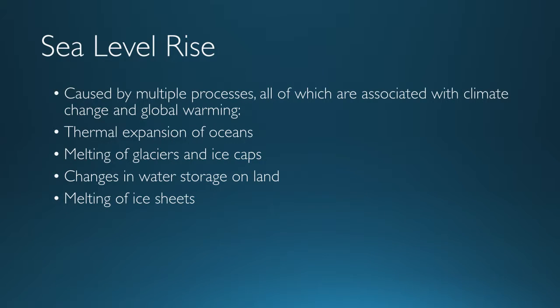So, sea level rise is one of the major consequences of climate change. It's caused by multiple different processes, like the thermal expansion of oceans, melting of glaciers and ice caps, changes in the water storage on land, and the melting of ice sheets, all of which can be tracked back to climate change or global warming and the increasing temperatures that we're experiencing. So for these different contributions, it's important to understand the size and uncertainty of each of them in order to understand how they're going to affect sea level rise.